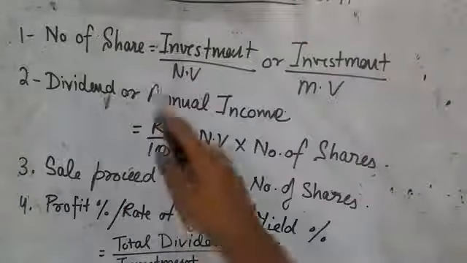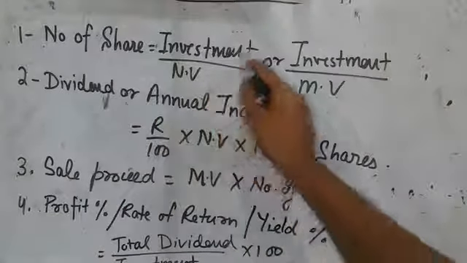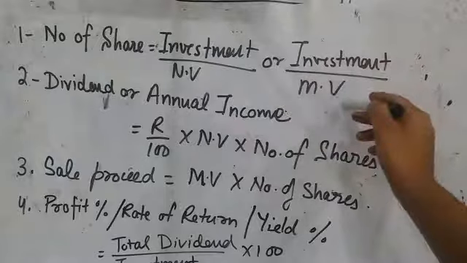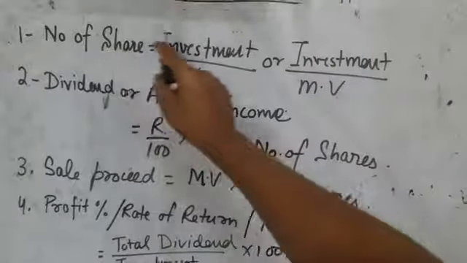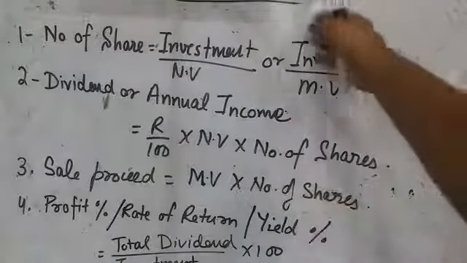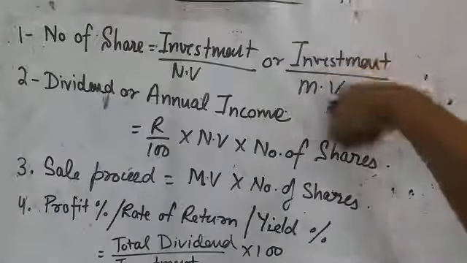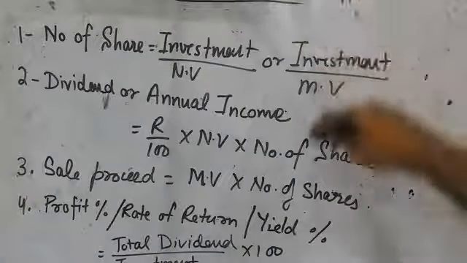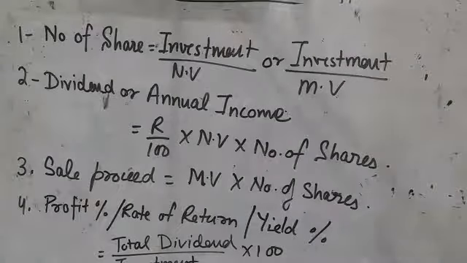First formula, number of share equals investment upon nominal value, or investment upon market value. There are 2 formulae for number of share, this or this. Which formula do we have to apply? In 99% of cases, we have to apply this formula. So what is the 1% case?